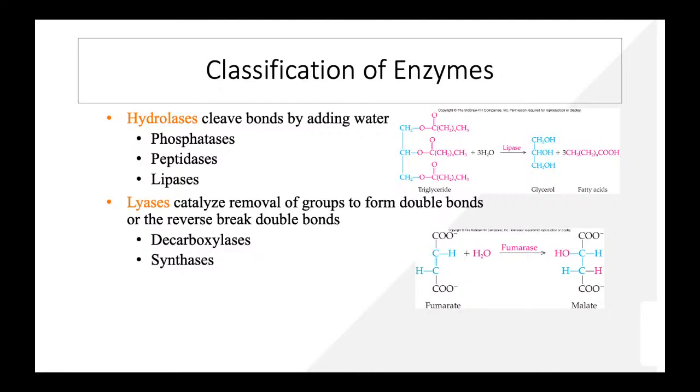Then hydrolases cleave bonds by adding water, like phosphatases, peptidases, and lipases. And lyases catalyze the removal of groups to form double bonds. On the reverse, they break double bonds. Like this double bond here, it will break in the presence of fumarase and also in the presence of water.